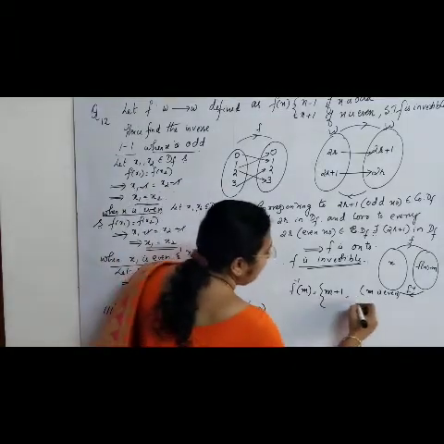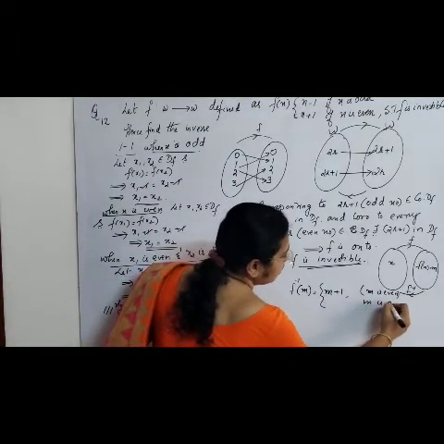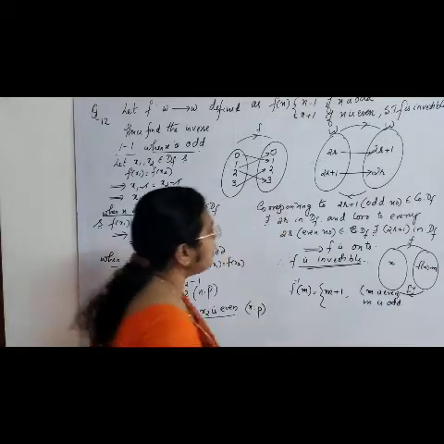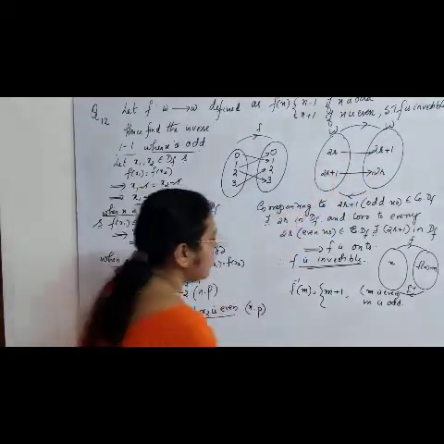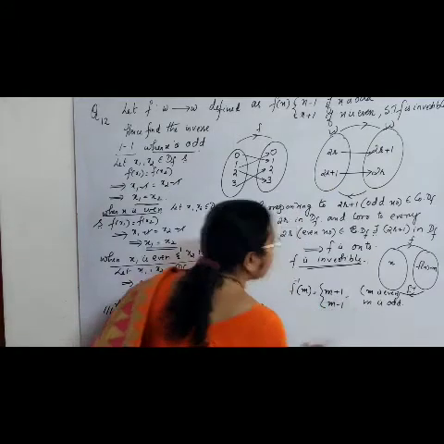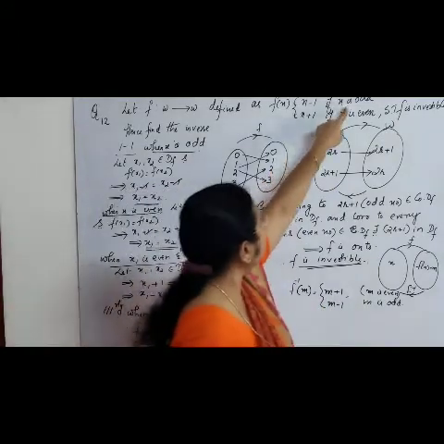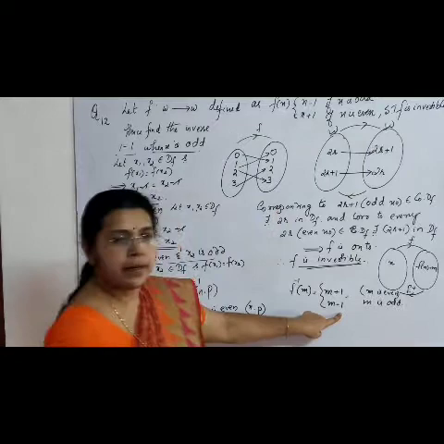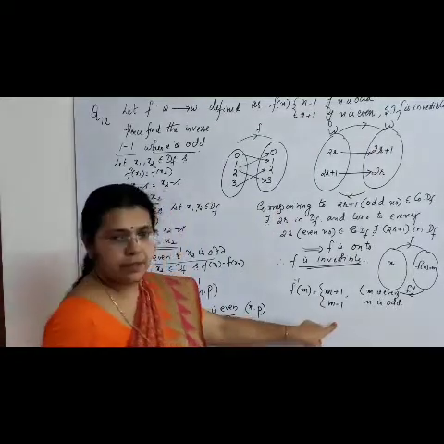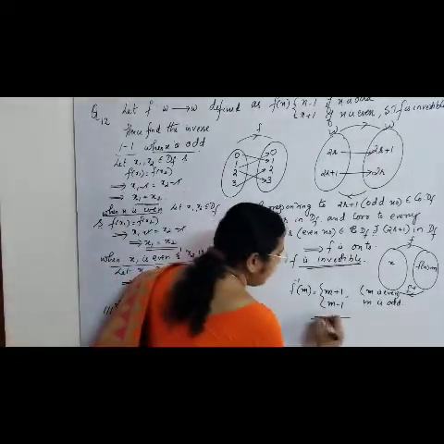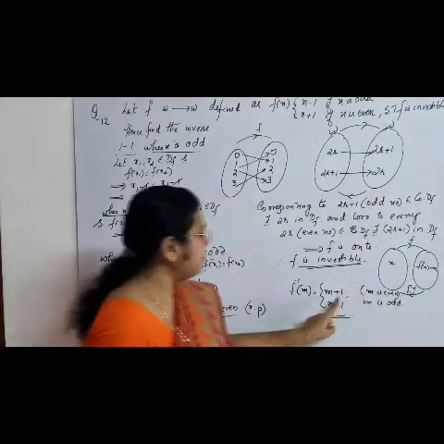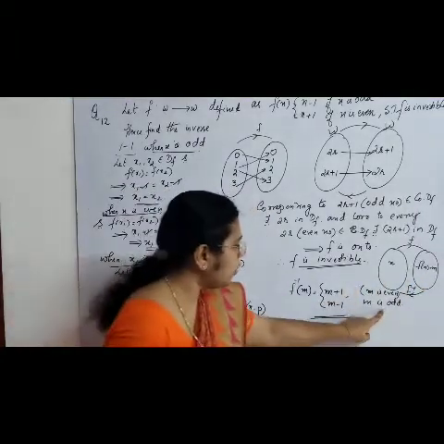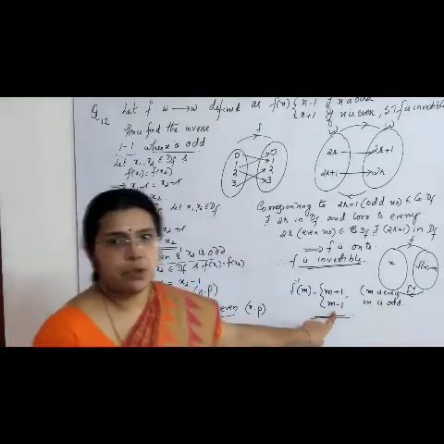Now, when m is odd, right? Here it is m minus 1. M is odd, it is m minus 1. Right? So this is the inverse. The inverse happens like this: when m is even, it is m plus 1, and when m is odd, it is m minus 1.